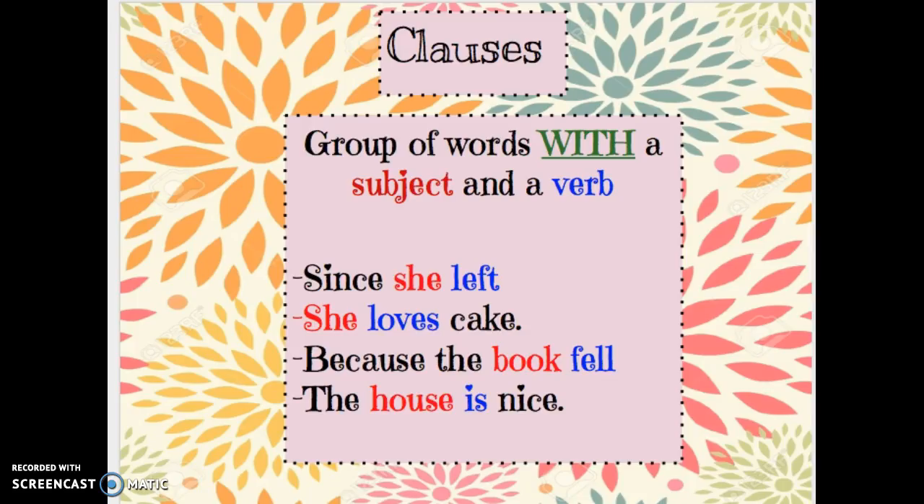Now, changing gears to clauses. Clauses have a subject, she, and a verb, left. She and a verb, loves. So, a subject and a verb together. And you can see that I've color-coded them. All my subjects are red, all my verbs are blue. Now, if I don't have a subject and a verb, then it's going to be a phrase. It's not going to be a clause.